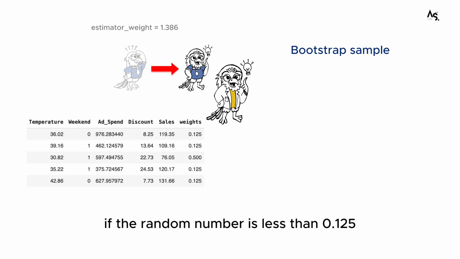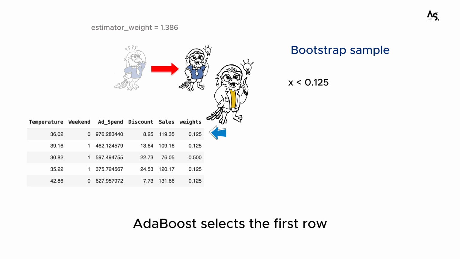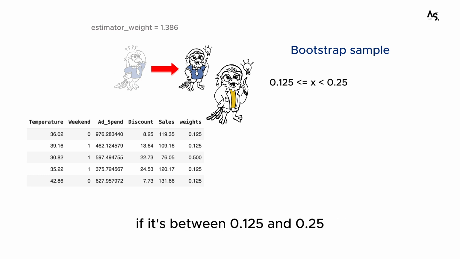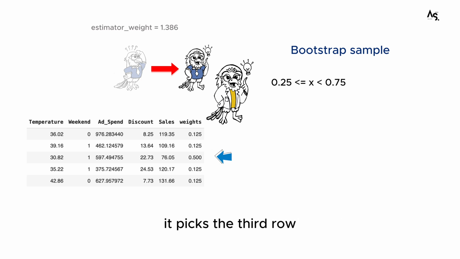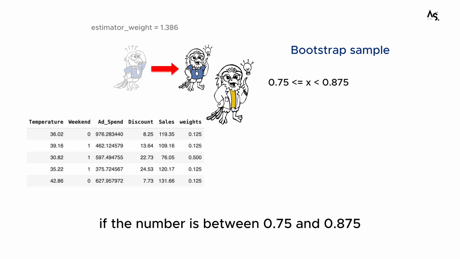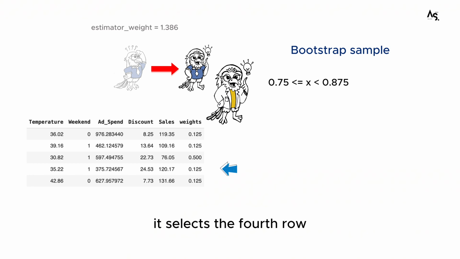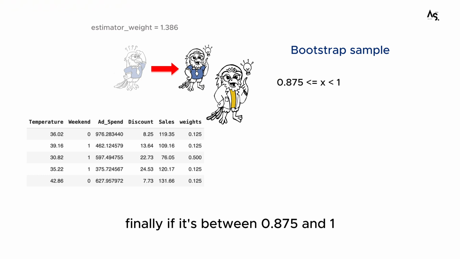If the random number is less than 0.125, AdaBoost selects the first row. If it's between 0.125 and 0.5, it selects the second row. If the number falls between 0.5 and 0.75, it picks the third row. If the number is between 0.75 and 0.875, it selects the fourth row. Finally, if it's between 0.875 and 1, it selects the last row.